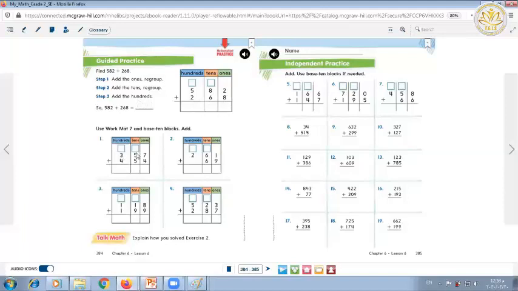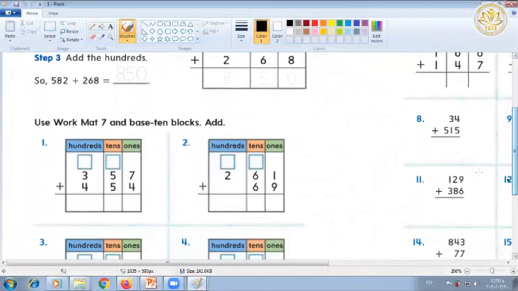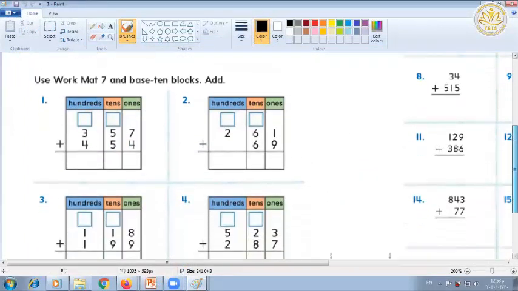Now let's move to these ones. Let's do them by ourselves. Use a work mat 7 and paste 10 blocks. Let's add. We start with number 1.